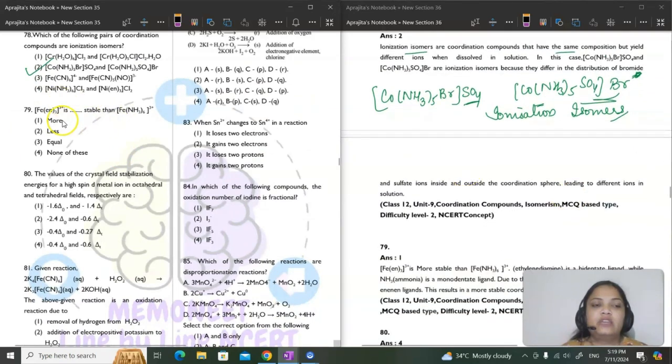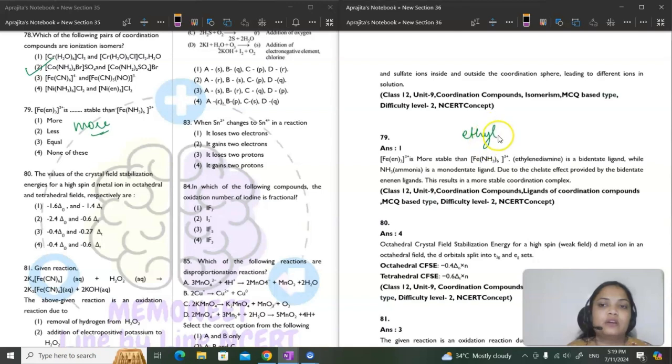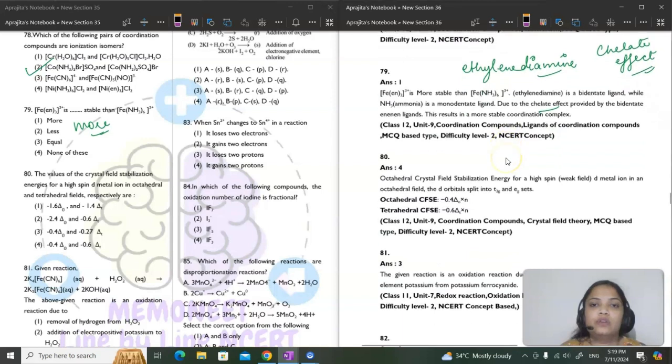Next is [Fe(en)3]3+ is dash stable than [Fe(NH3)6]3+. So of course it will be more stable. Why? Because we have the ethylenediamine ligand. Ethylenediamine is a bidentate ligand and ammonia is a monodentate ligand. So because of the chelation or the chelate effect, this compound will be more stable. Try to keep that in mind whenever we have ethylenediamine, there will be chelation, and because of this chelate effect it will be more stable, okay.